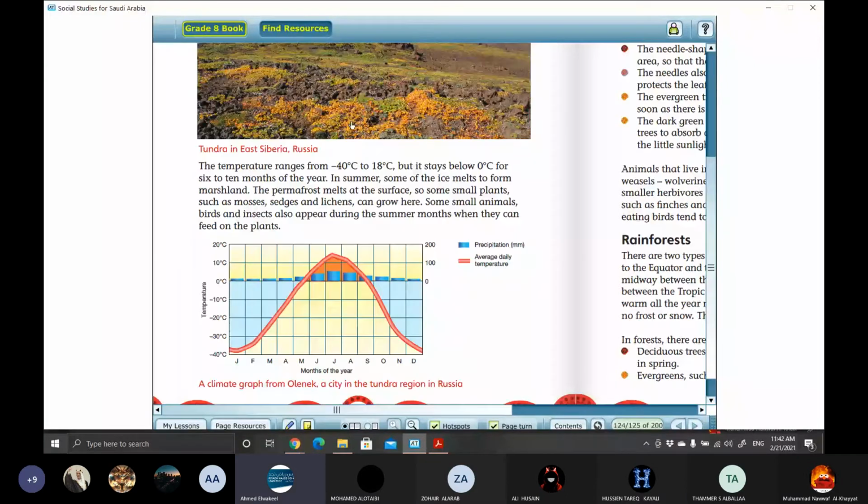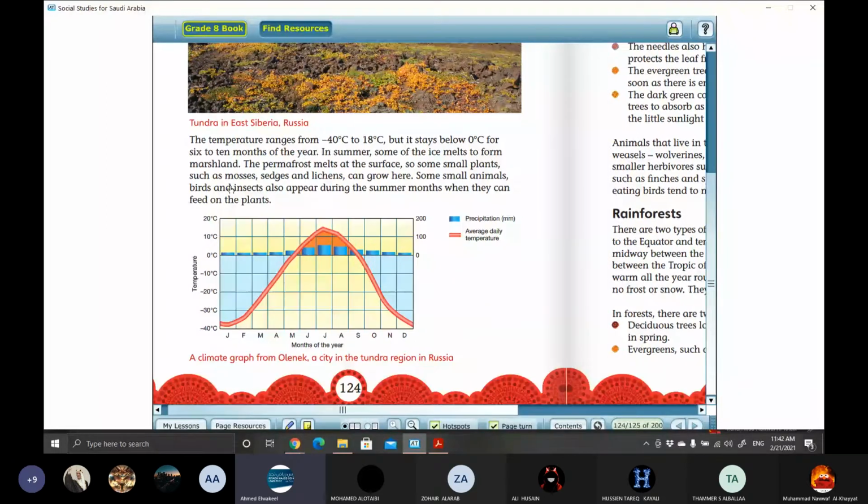The tundra in East Siberia, that's in Russia, of course. The temperature ranges from minus 40 degrees to 18 degrees, yet it stays below zero for 6 to 10 months a year. In the summer, some of the ice melts to form marshlands. The permafrost melts at the surface.